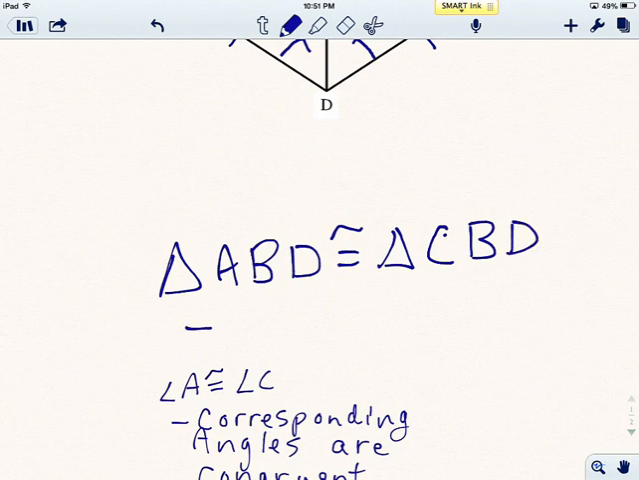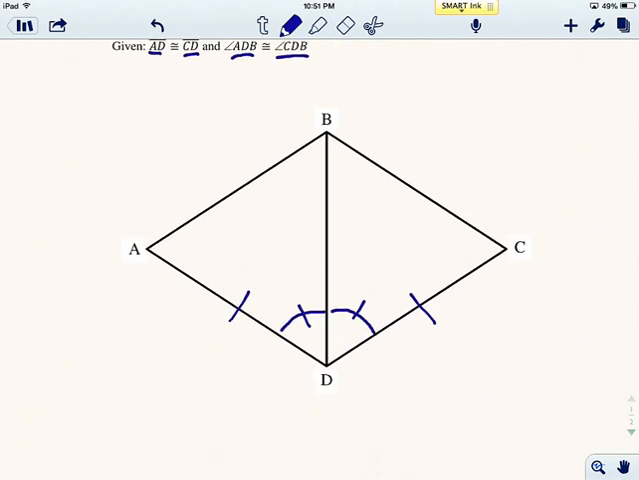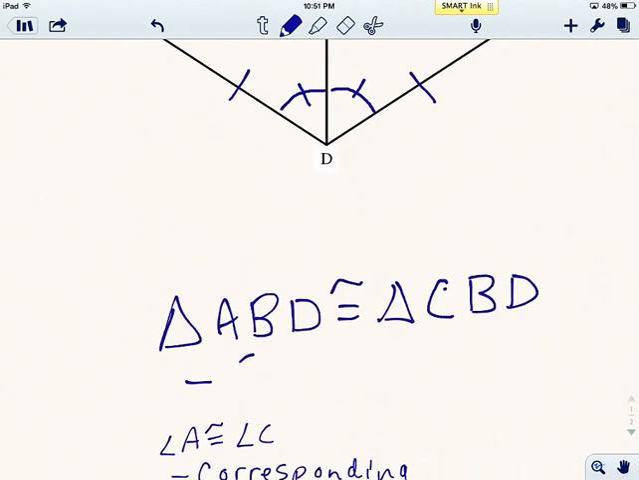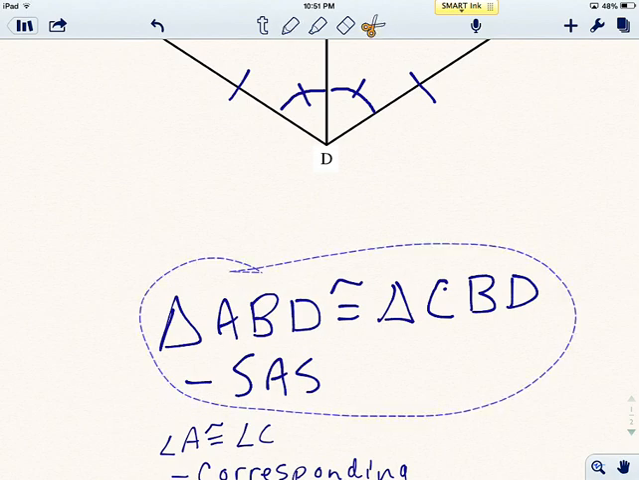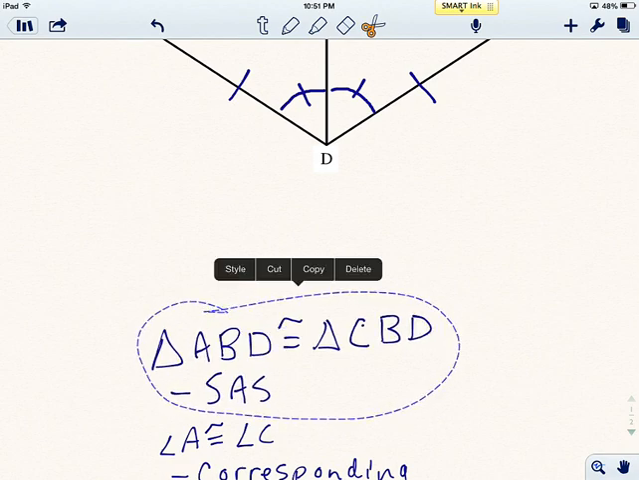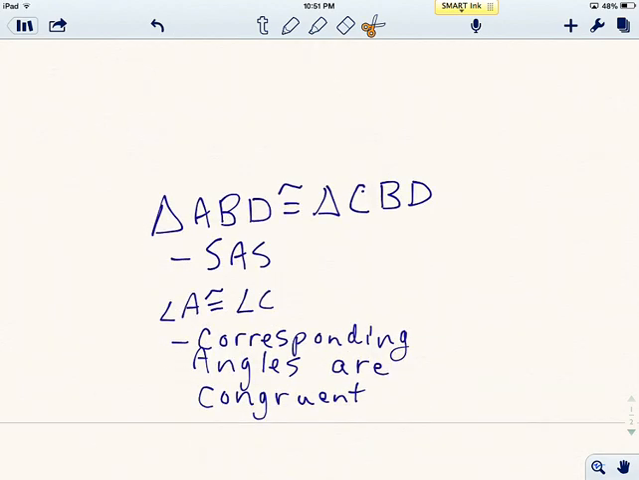Now we need a piece of evidence for that. So let's look up here at what we already have. I've got a side and an angle, and it looks like I'm going to be able to prove that second side of BD. So this looks like it's going to be side, angle, side again. If we can prove that side angle side piece, then we can prove the triangles congruent, which will be great.